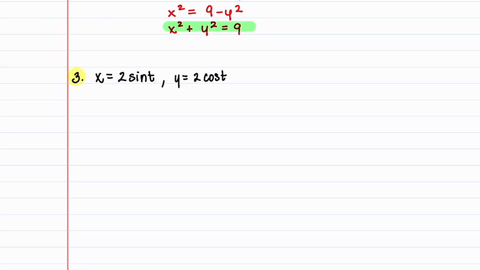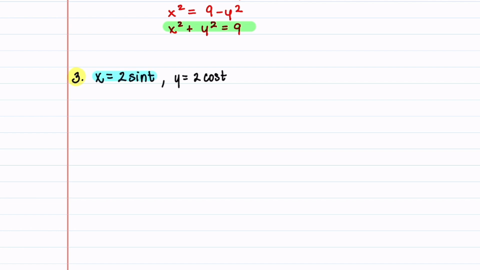Our last example, which is a bit more challenging algebraically, is x is equal to 2 sine t and y is equal to 2 cosine t. This is the same set of equations that we graphed in example 3 when we were sketching plane curves.